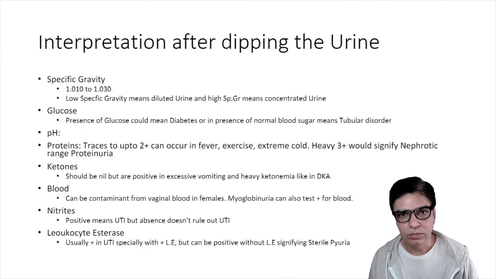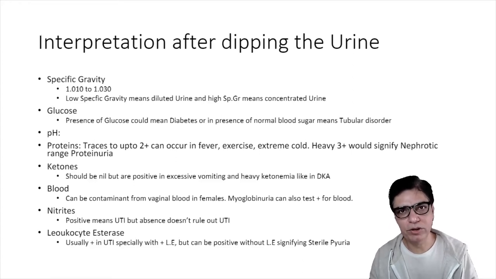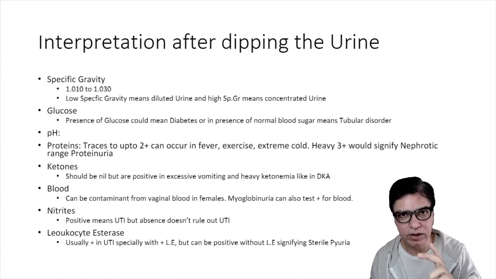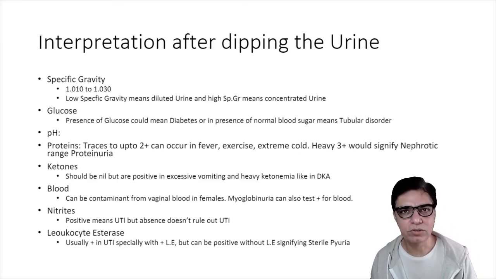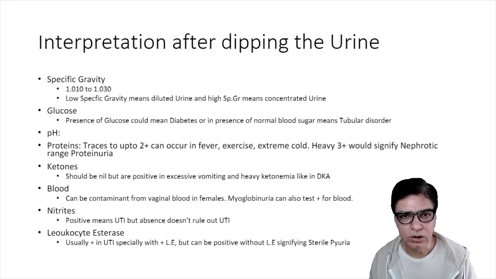Moving on, once you have dipped the urine sample, either through a strip, the manual method where you read it by comparing the colors, or you put it in the machine and the machine gives you a small slip or receipt on which all these numbers are written, then how to interpret. Now on a normal urine dip, whether it's a strip method or some machine method, there are a few things that you would be looking into.